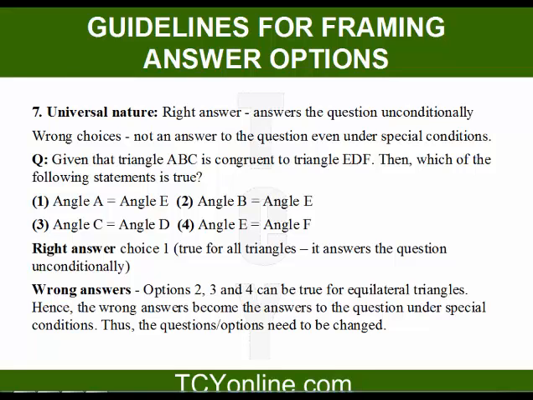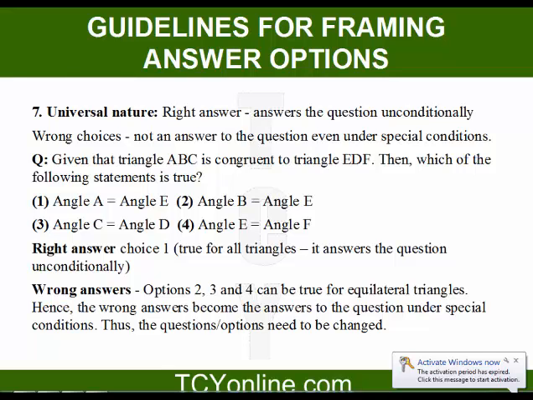This slide is about the universal nature of answer options. The answer options should be such that the correct answer always answers the question unconditionally and not just for a special case or set of conditions, unless otherwise specified. Similarly, the wrong choices should not be the right answer under a special case or set of conditions. This becomes clearer with the following example.